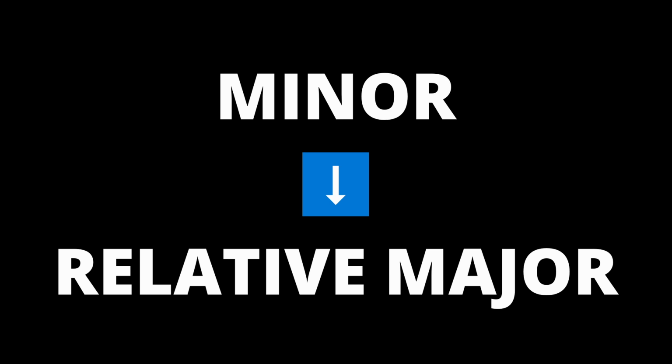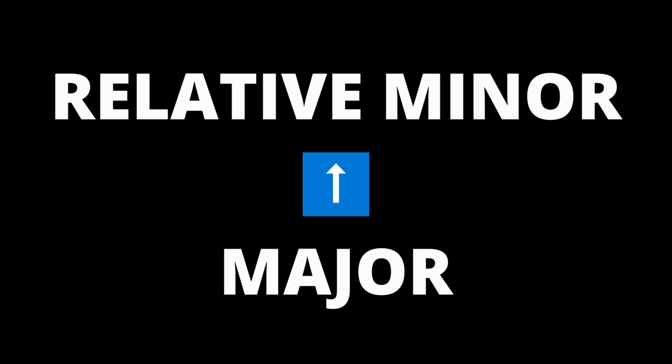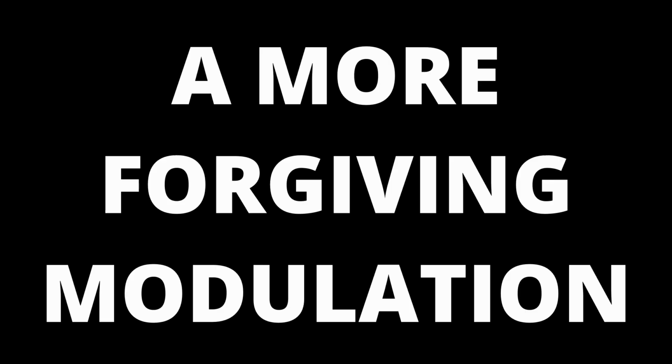We've looked at modulating from minor to relative major. Now let's reverse the situation and move from major to relative minor. In general, you can use any of the chords to move to the relative minor key, but let's start by looking at some more cadences.